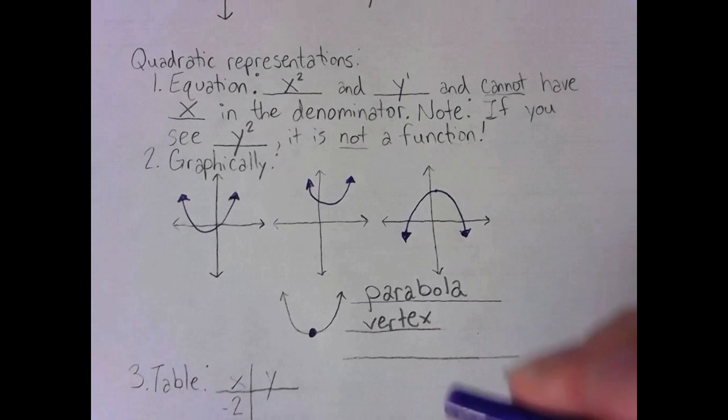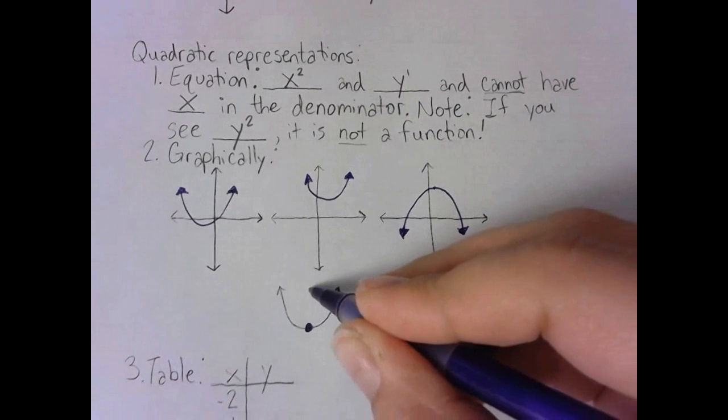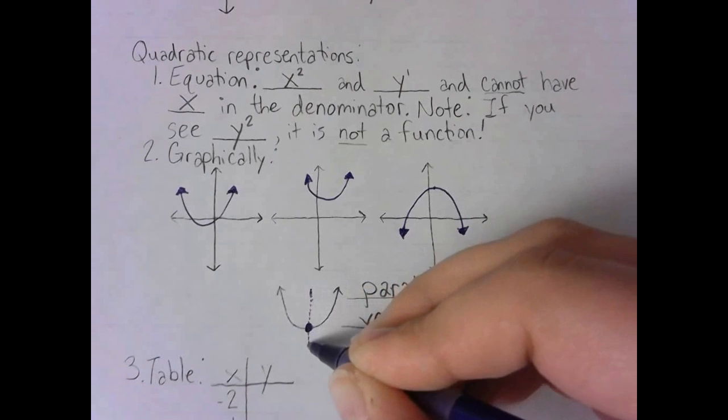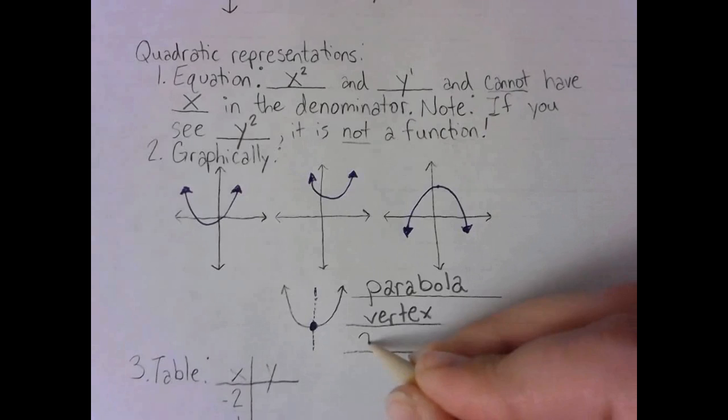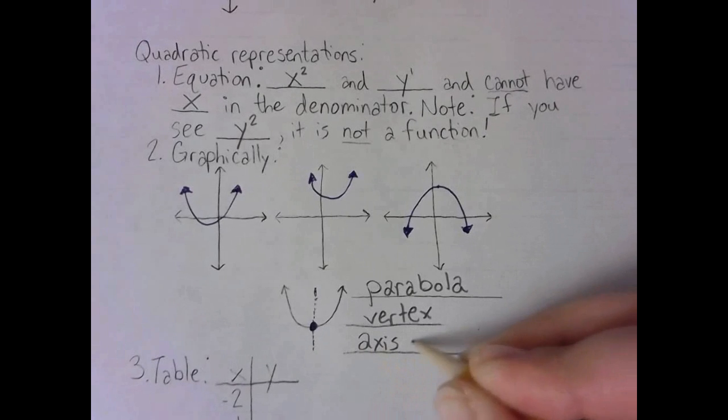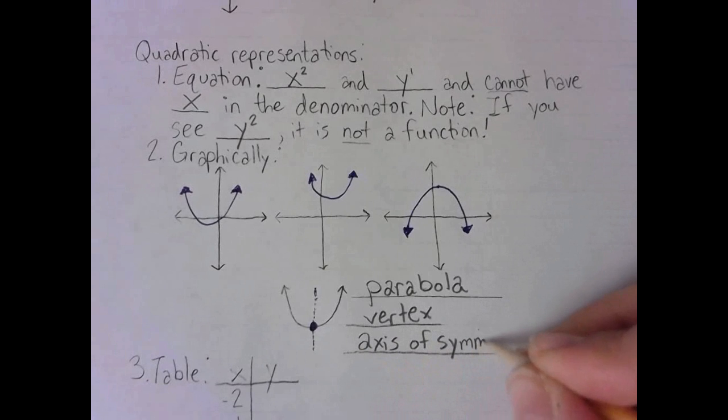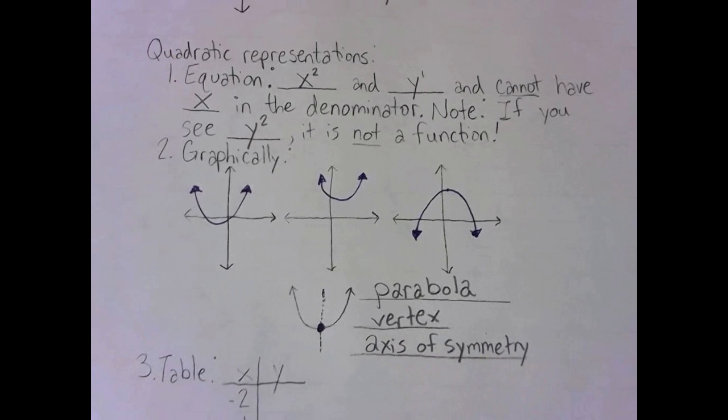And through the vertex, we can draw a little imaginary line. What I want to point out about that line is that the graph looks the same on the left and the right. So we call that imaginary line our axis of symmetry. And the axis of symmetry has to go through the vertex.